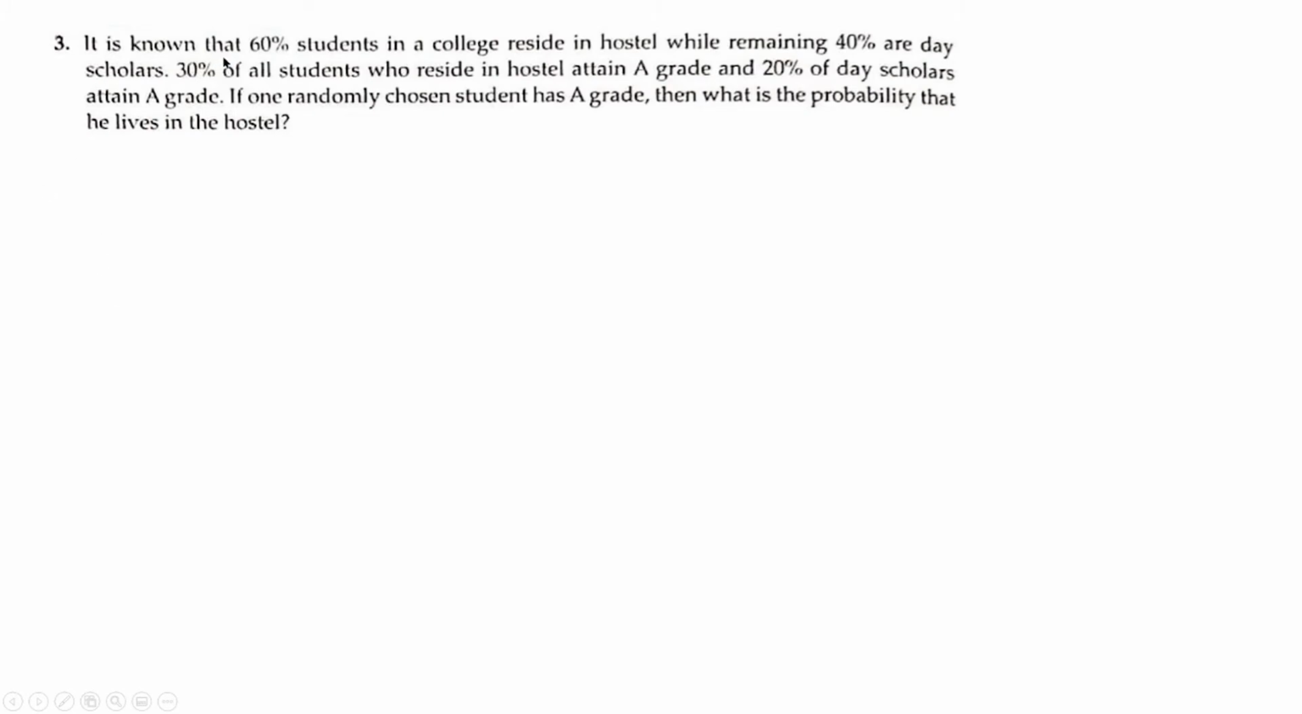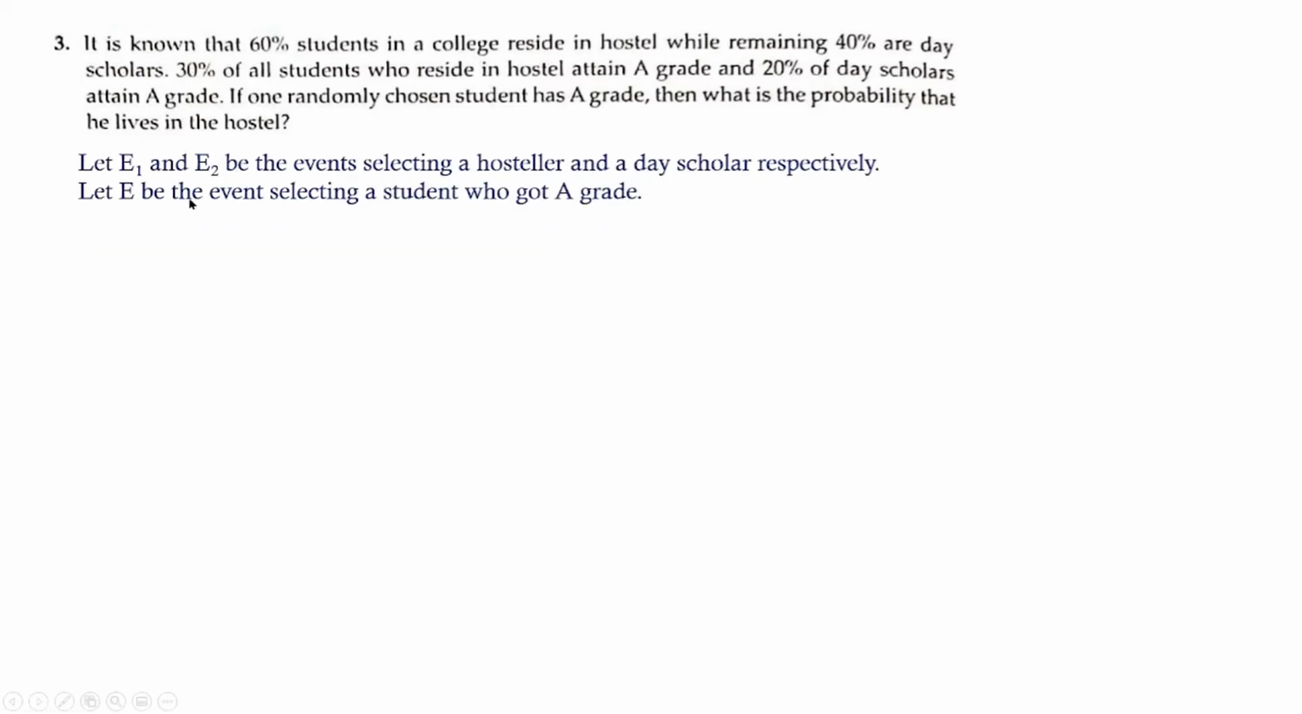Next question. It is known that 60% of students in a college reside in hostel, while the remaining 40% are day scholars. 30% of all students who reside in hostel attain A grade and 20% of day scholars attain A grade. If one randomly chosen student has A grade, then what is the probability that he lives in the hostel? So here it is given 60% of students are hostelers and 40% are day scholars. And 30% of hostelers get A grade and 20% of day scholars get A grade. And one randomly chosen student has A grade. We need to find the probability that he lives in the hostel.